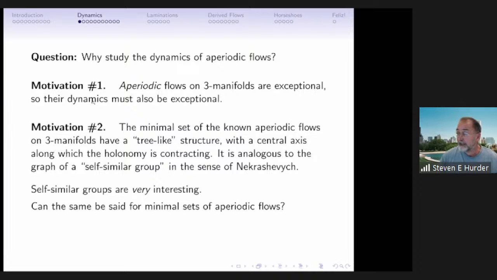And she had written a thesis on the analytic examples and proposed we study these. So why study them? Well, aperiodic flows are exceptional. I like the Anosov flows. I like compact group actions. Well, these are neither. They're neither hyperbolic nor elliptic. They're parabolic. And the dynamics of parabolic flows are known to be impossible.